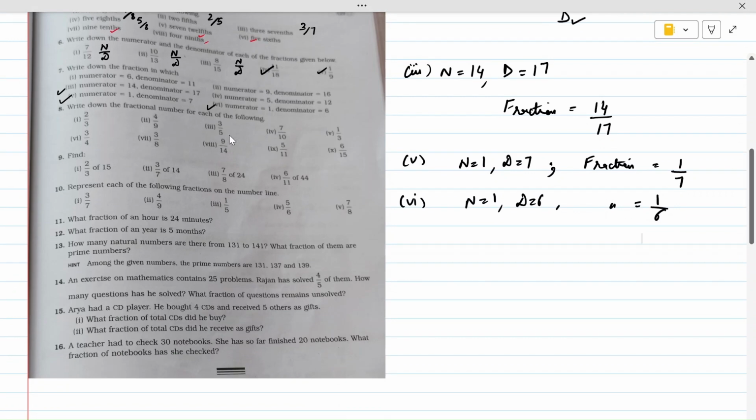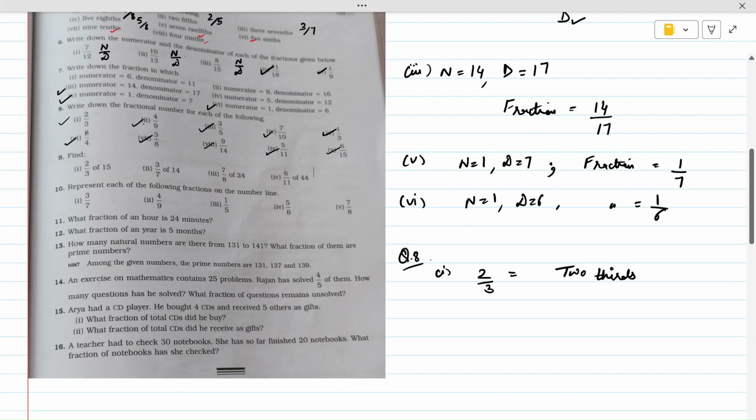Now, write down the fractional number for each of the following. We have to write the fractional number for each of the following. So, question number 8, the first one is 2 by 3. How can we write 2 by 3? We can write this as 2 thirds. Okay, 2 thirds. Next, 4 ninths, 3 fifths, 7 tenths, 1 third, 3 fourths, 3 eighths, 9 fourteenths, and then 5 elevenths, sorry, 6 fifteenths. So this is how we can represent these numbers.